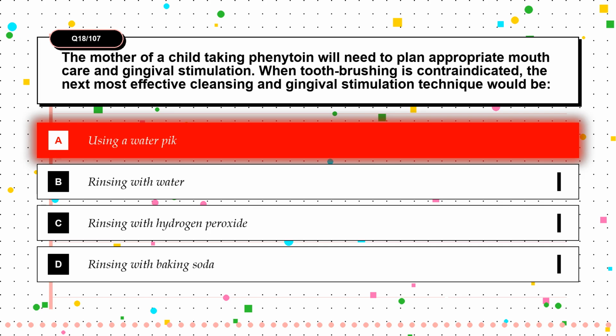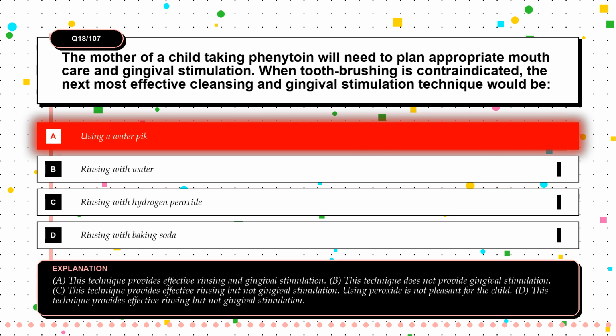The correct answer is option A. Using a water pick. This technique provides effective rinsing and gingival stimulation. B. This technique does not provide gingival stimulation. C. This technique provides effective rinsing but not gingival stimulation. Using peroxide is not pleasant for the child. D. This technique provides effective rinsing but not gingival stimulation.